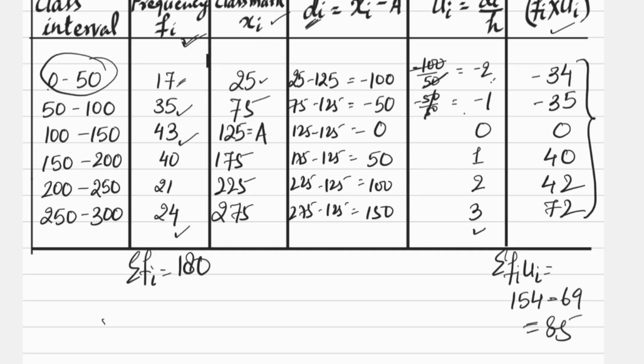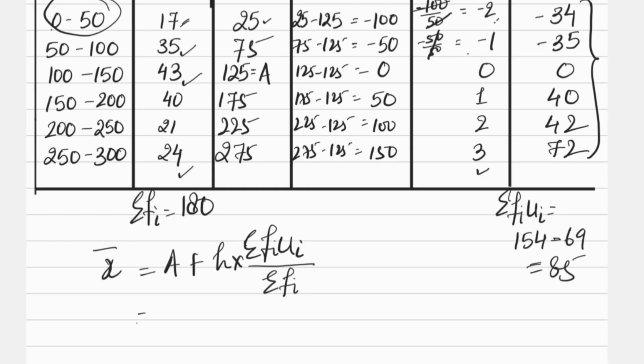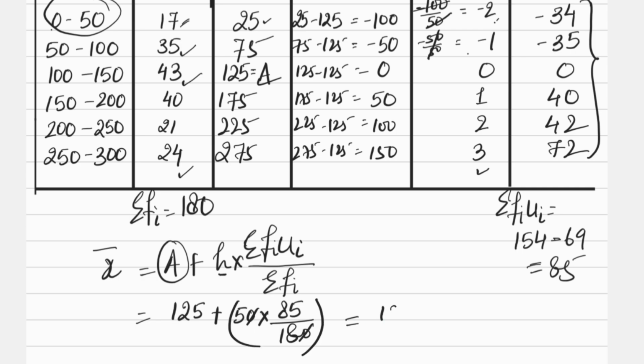Now we use the formula of the step deviation method. x bar is equal to A plus sigma fi ui divided by sigma fi, times h, and we put the value and solve. Value of A is what? 125. So 125 assumed mean plus h is the class size, that is 50, into 85 divided by 180. Now we calculate this one first, and we add the value in 125. So when we calculate, it will become 23.61. So the answer is what? The answer will be 148.61.